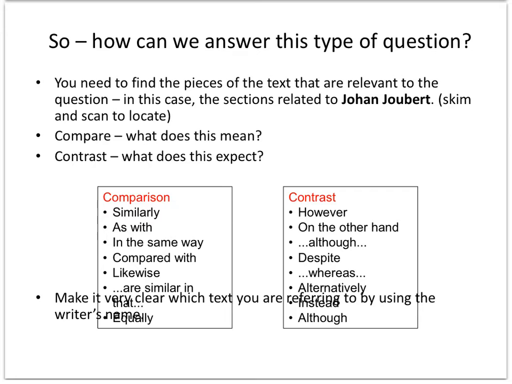And the way that you would answer this question is through the use of connectives. So if we think about our connectives for comparison, we're looking at words such as similarly, as with, in the same way, compared with, likewise, equally, okay? And in contrast, we're looking at however, on the other hand, although, despite, whereas, alternatively, instead, and although. And remember that key bit of information from WJC, which is to make it very clear which text you're referring to by using the writer's name.